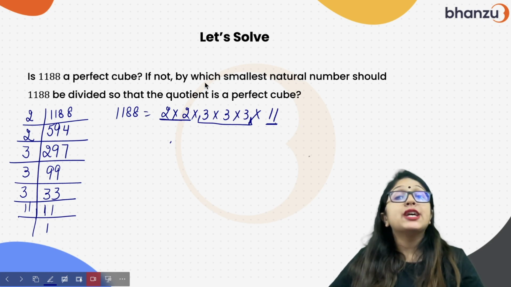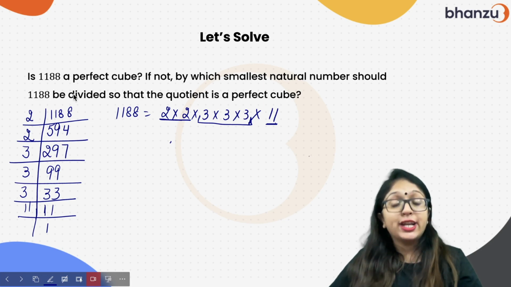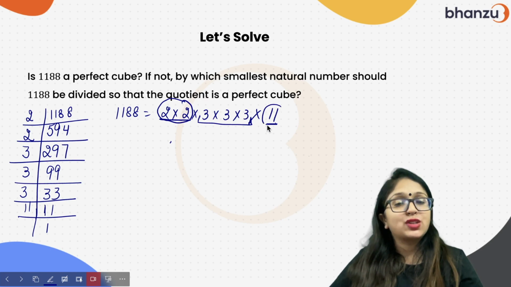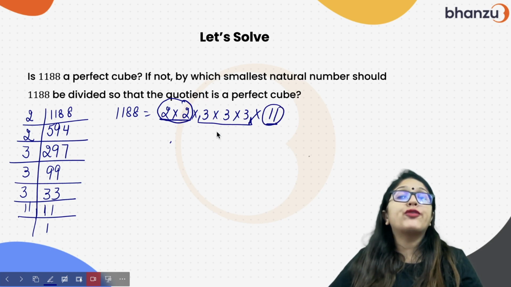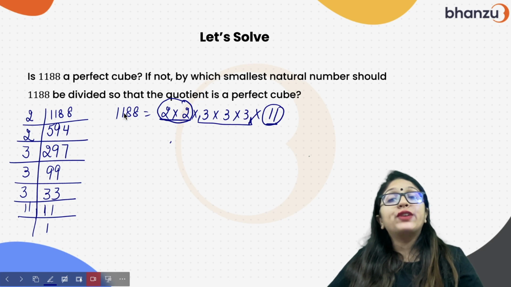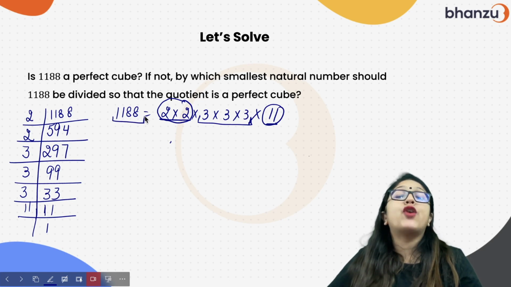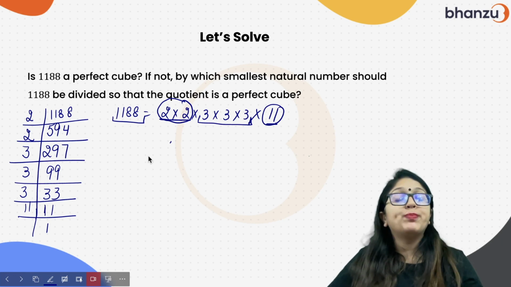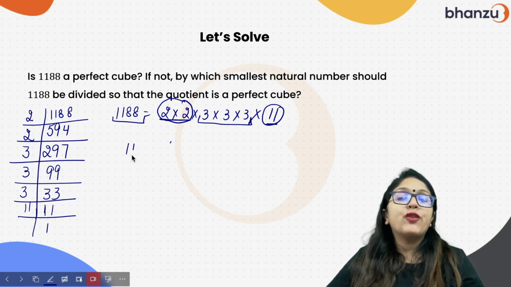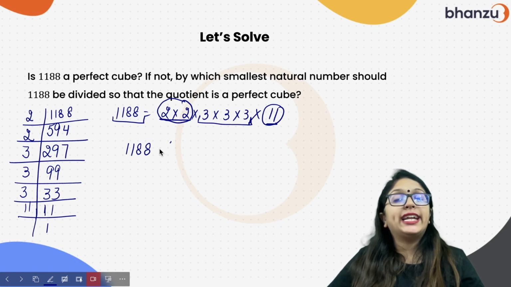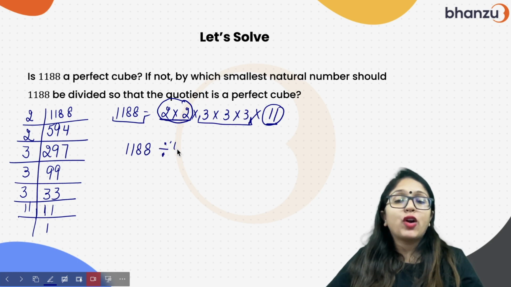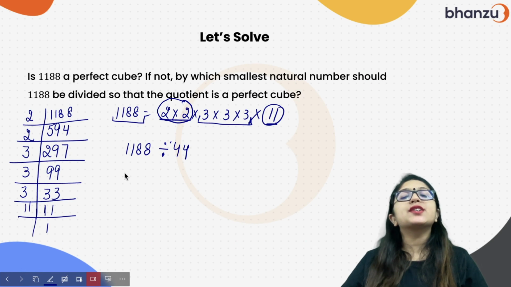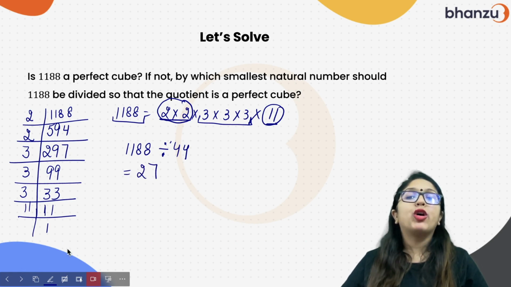So here it says, if not, then by which smallest natural number should it be divided? So what are we going to do? We are going to eliminate this and this, okay? 2 times 2 is 4, 4 times 11 is 44. So we are going to divide this number by 44, and then the number that we are going to get is going to be a perfect cube, okay? And now we will divide 1188 by 44. And after division, this is going to give us the number 27, which is a perfect cube.